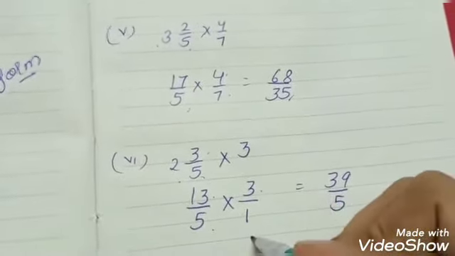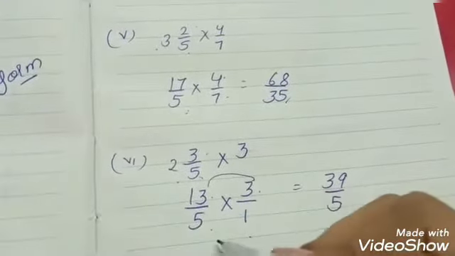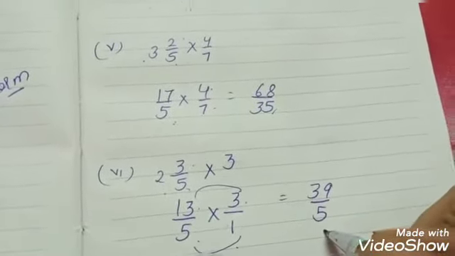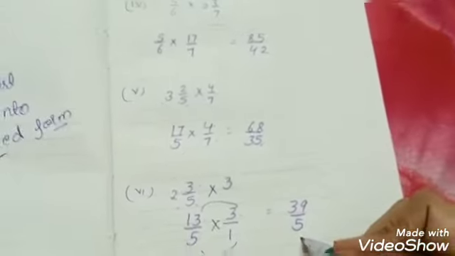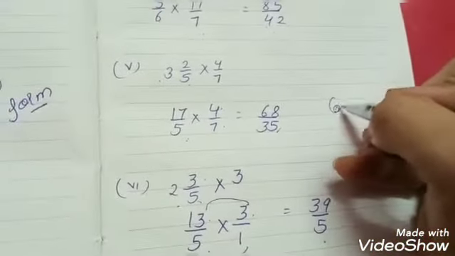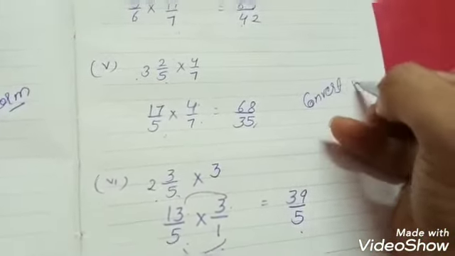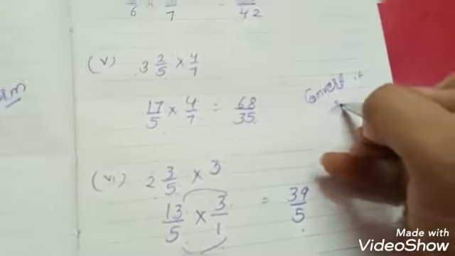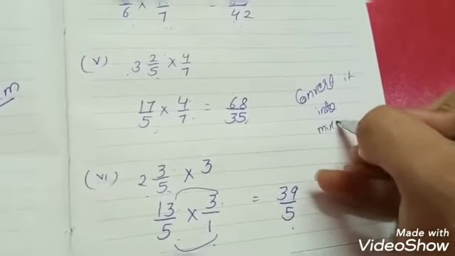How we will do? Cutting is not possible. So 13 3s are 39 and 5 1s are 5. Right? But here also you have to convert it into mixed form. These part I am leaving because this I am giving you as homework. Okay.